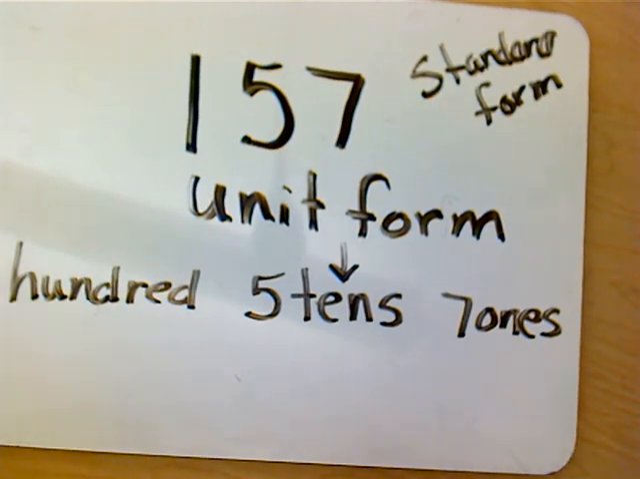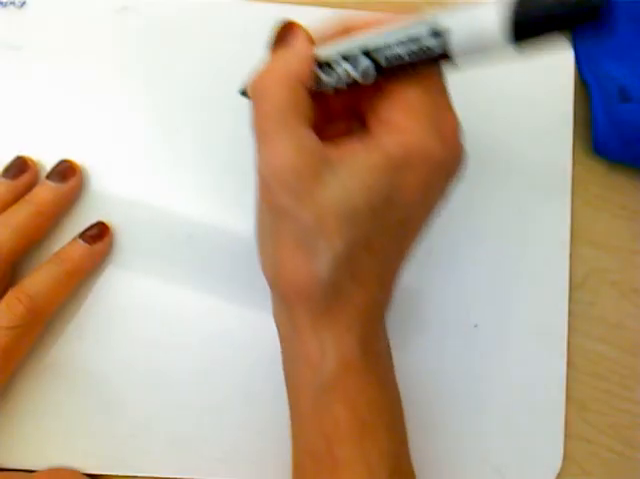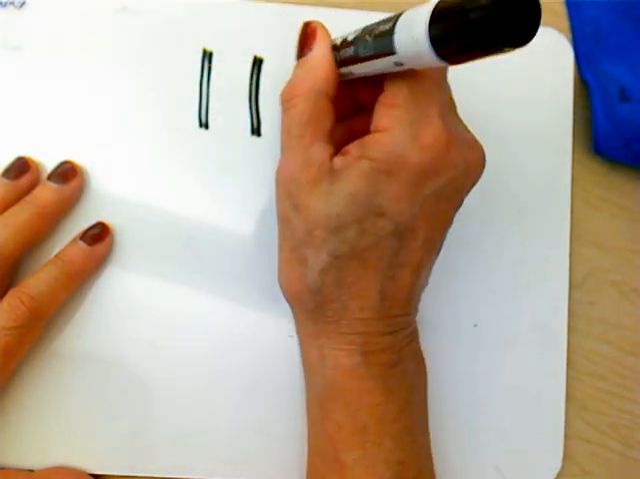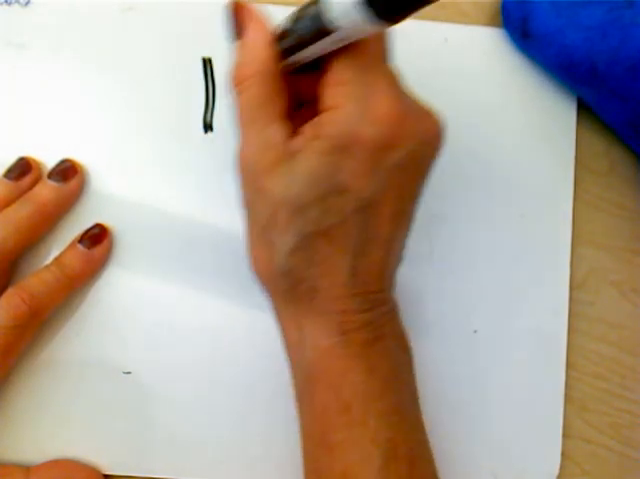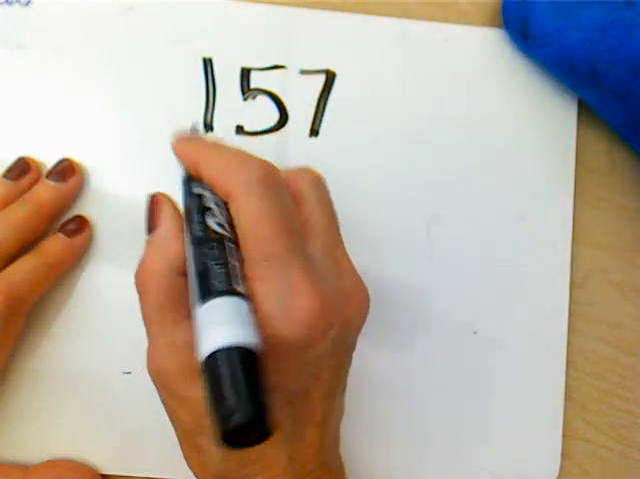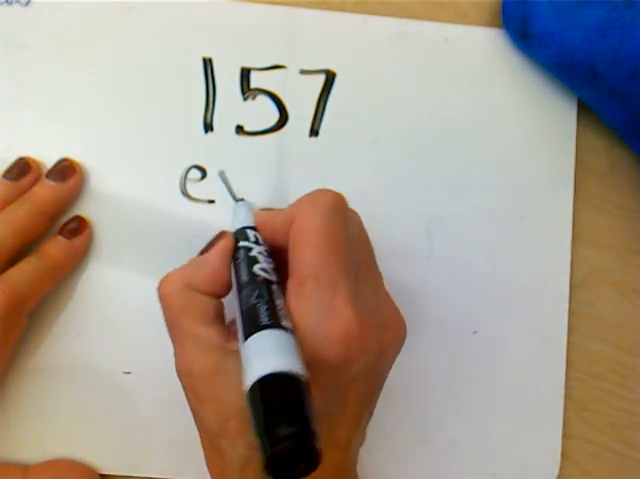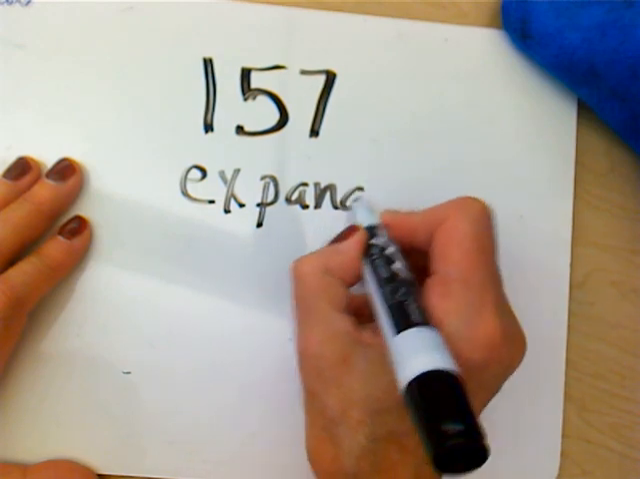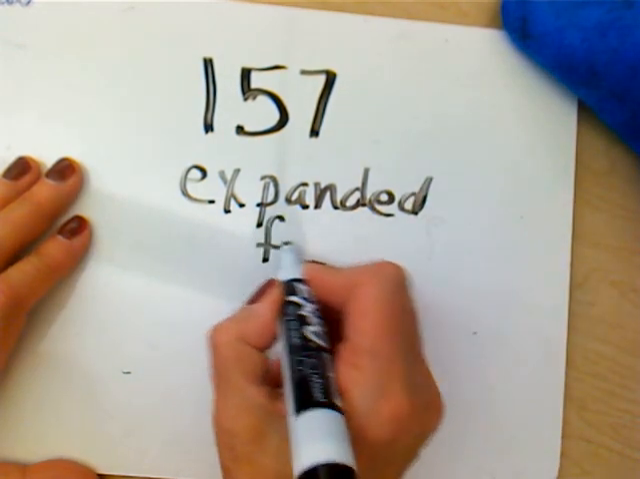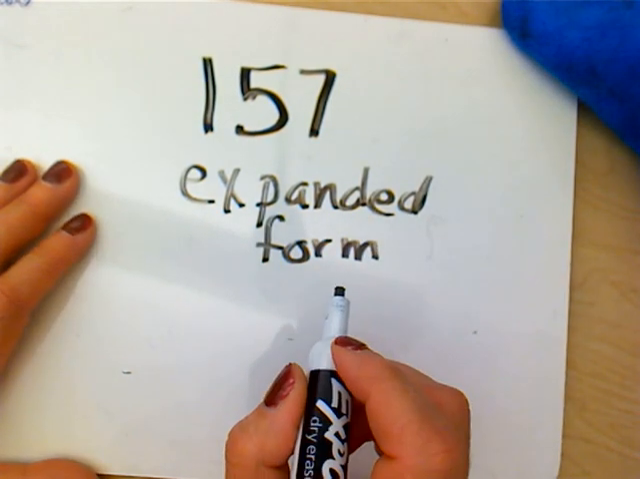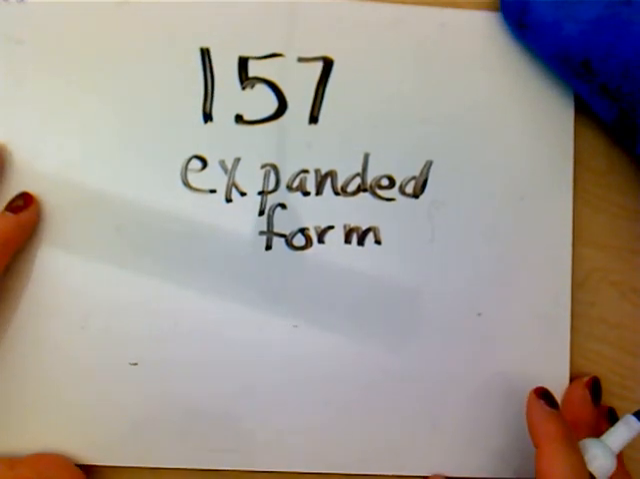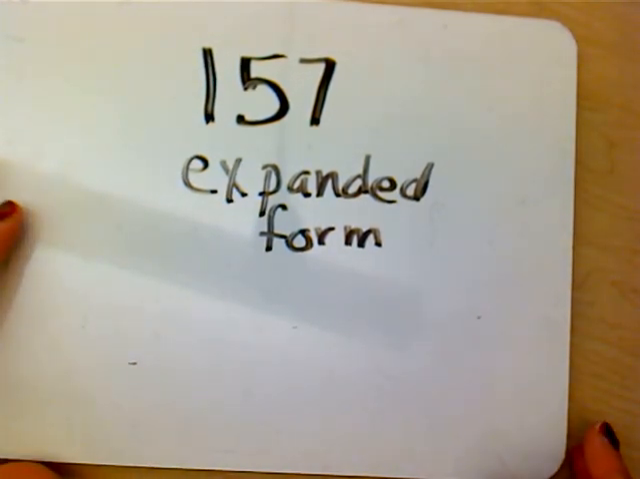We're going to do a few more exercises like this, except I'm going to be changing things. All right, so let's erase. And this time, 157, here's standard form, but you are going to write it in expanded form, what we talked about yesterday. Expanded form. Okay, so pause the video. You're going to try writing this in expanded form.